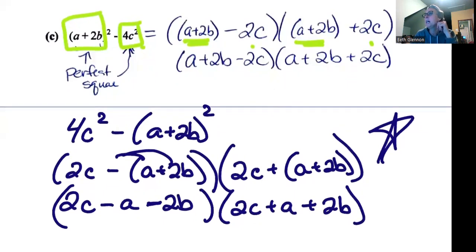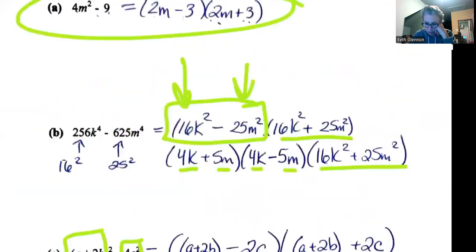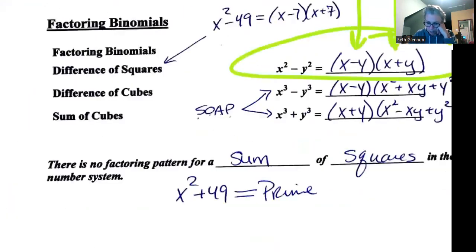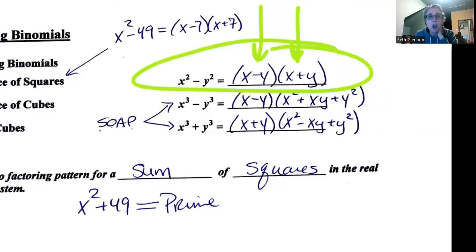Okay, the last kind of problem I would like you to think about is one we've already covered. We've covered the cubes. So you've got your cubes right up here. We talked about these earlier on. We use SOAP to remember. The first one has the same sign. So this is a minus and this is a minus. This is a plus, this is a plus. The next one is the opposite sign. So again, I have the opposite signs. And the last one is always positive.